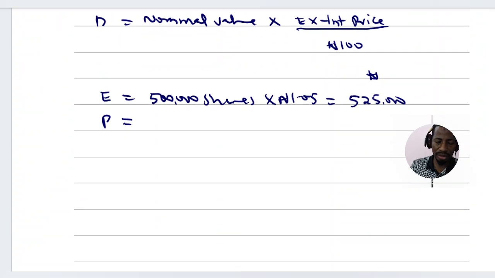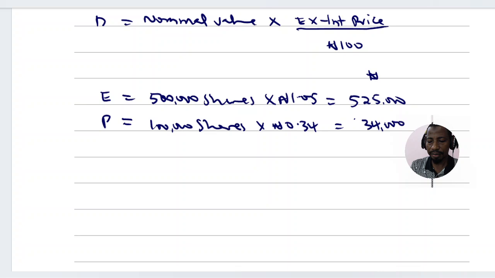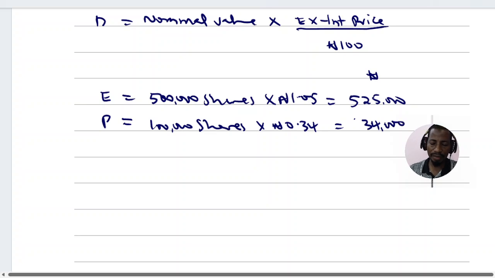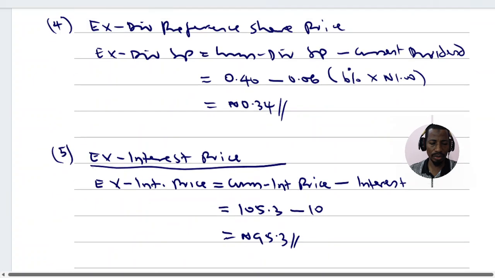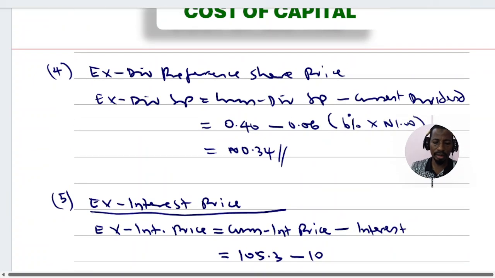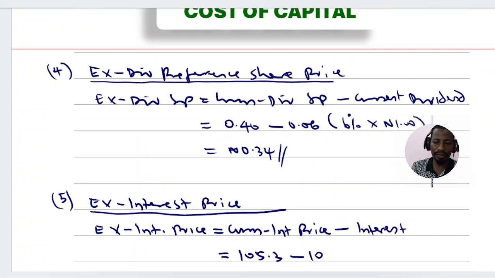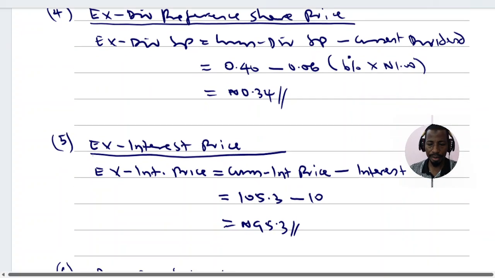So 100,000 shares multiplied by 34 kobo. That's 34,000 naira. Well, they arrive at 34 kobo. That's working number 5 or thereabouts. No, working number 4. Yes, this is the ex-div preference share.